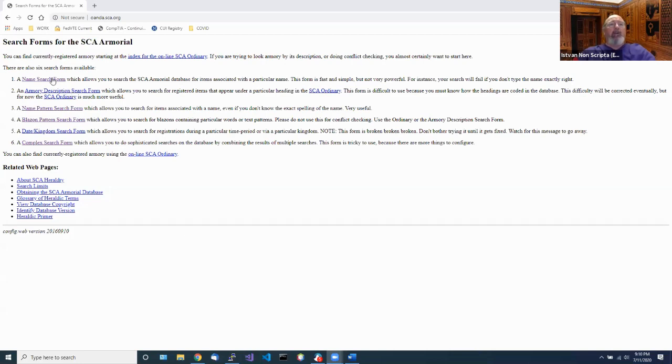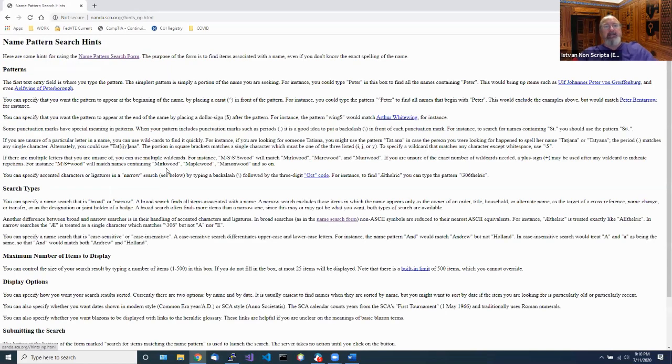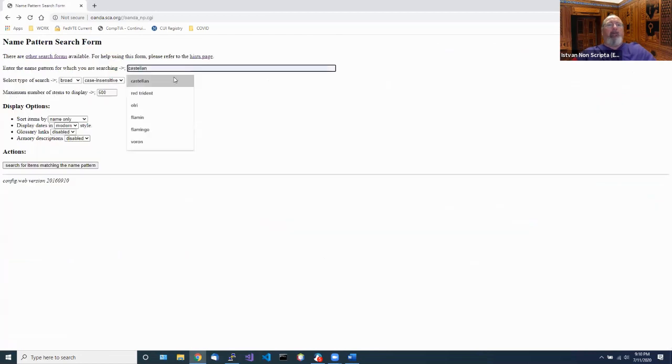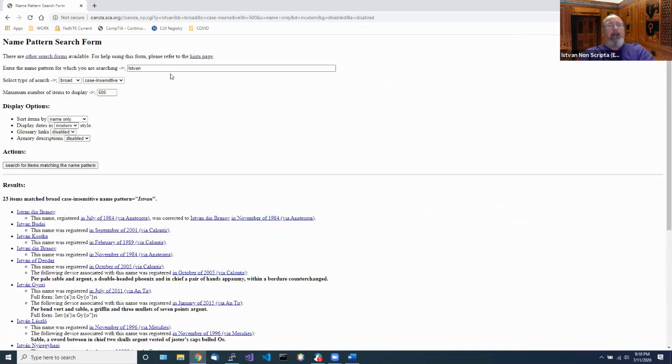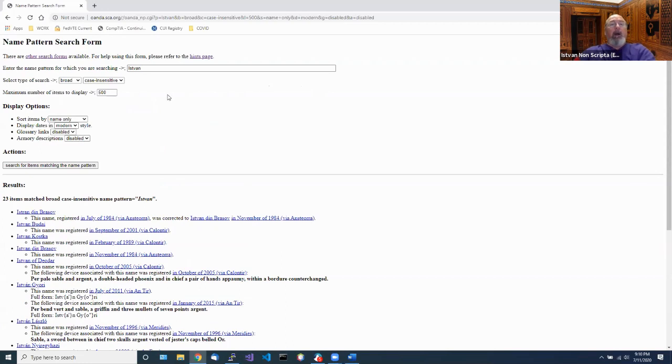Okay, so if you go into the name pattern search form, there is a hints page that says some stuff, and it talks about patterns. The form has this area where you type the pattern. So what exactly is it that you're looking for? Let's say you're looking for me. Great, I can type Istvan and it gives me all of the Istvans in the SCA plus this heraldic title for some guy, non-script the herald. The nice thing about the name pattern form is that you don't need to type the entire name exactly correctly.